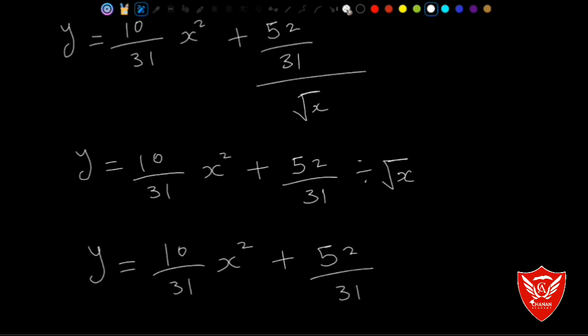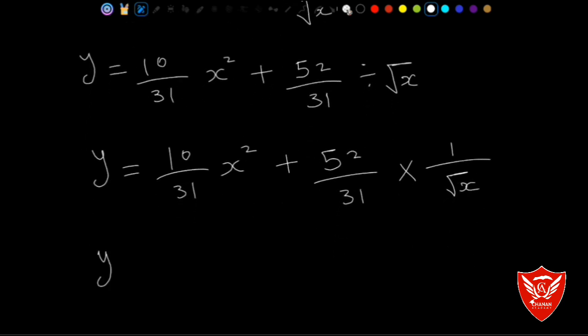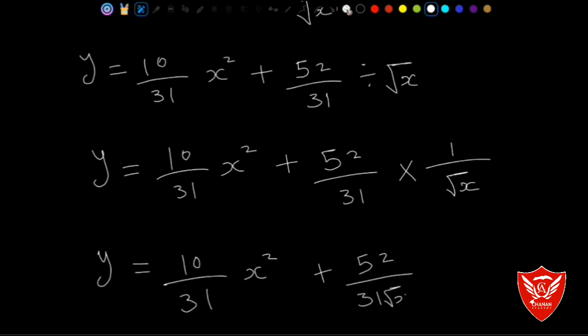Now for us to convert this division sign to multiplication, we are going to invert the root of x. We're going to have times 1 over the root of x. So therefore the expression for y is going to be given as 10 over 31 x squared plus 52 over 31 root x. So this is what we have as our answer.